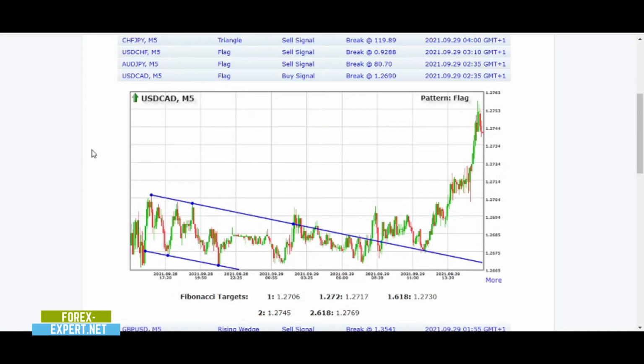We have a flag buy signal break at 26.90. So the first breakout was a failure, and the price retested the previous low around 26.70, and then started to go up at 27.54. So a nice trade, more or less 60 pips less the spread.